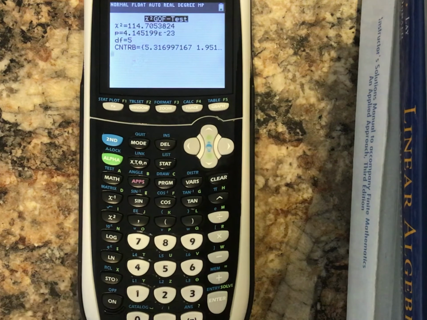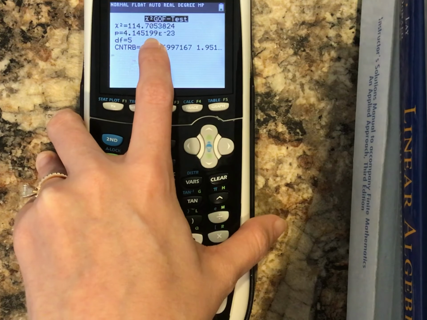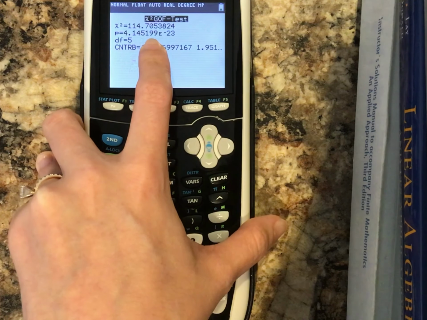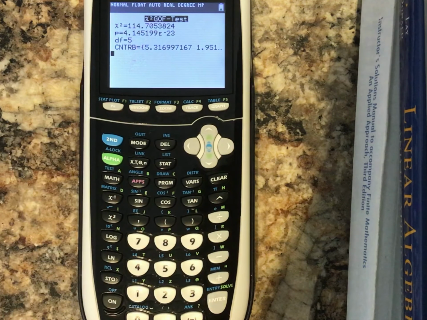Okay, as always, you're going to compare P to alpha. So you look at your level of significance and we see that here P is far less than what alpha was. Let's say alpha was 0.1. P is far less than that. 10 to the negative 23 is a tiny, tiny number. So P is less than alpha, so we reject our null hypothesis.